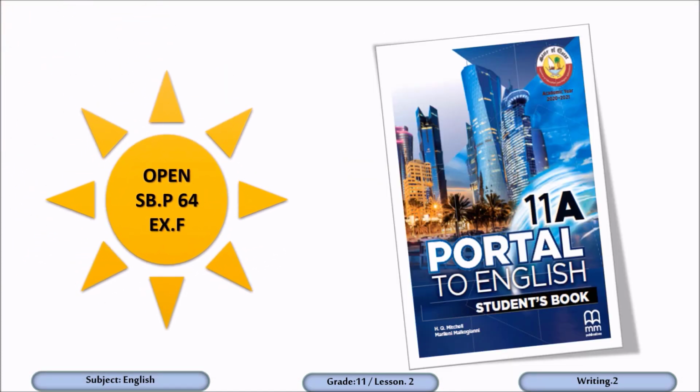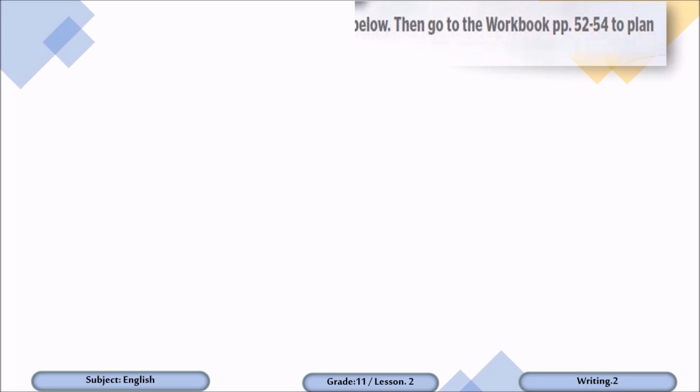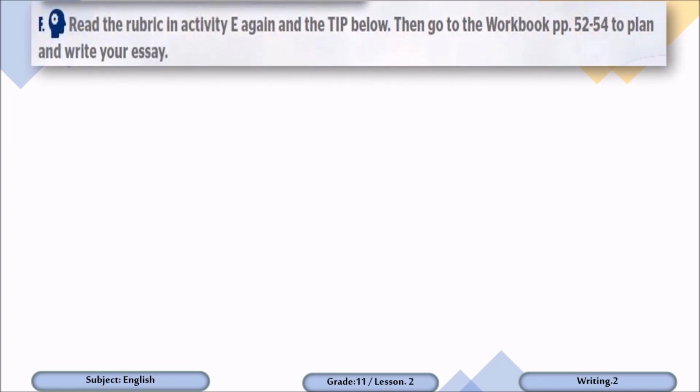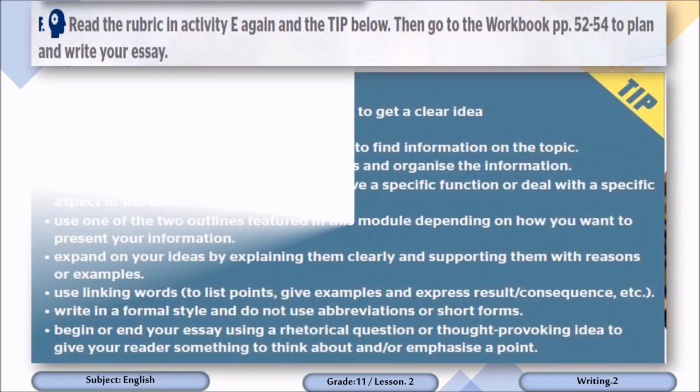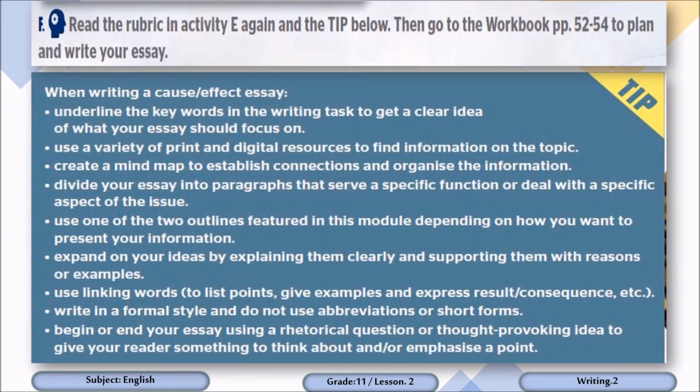Now please open a student's book, page 64, exercise F. Now it's time to read the rubric in activity E again and the tip here. Then go to the workbook, pages 52 to 54, to plan and write your essay. First of all, let's read the main steps before writing the cause and effect essay.